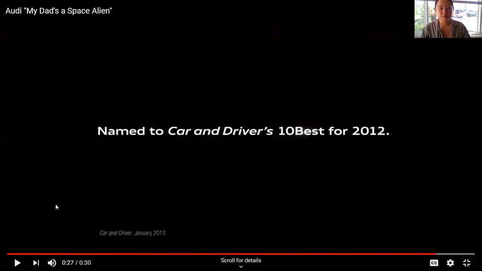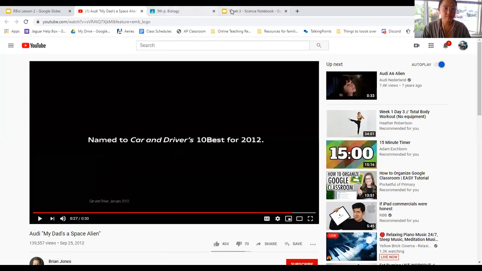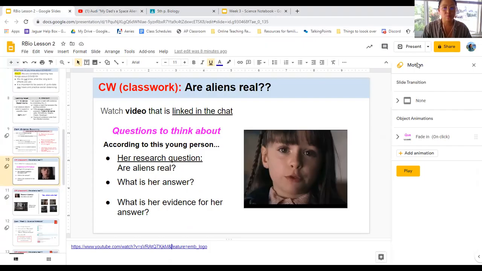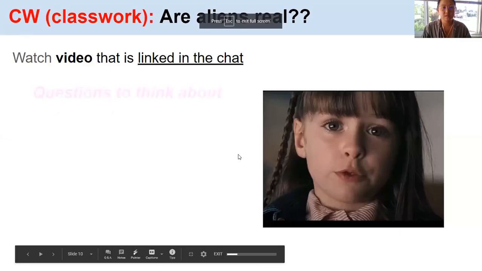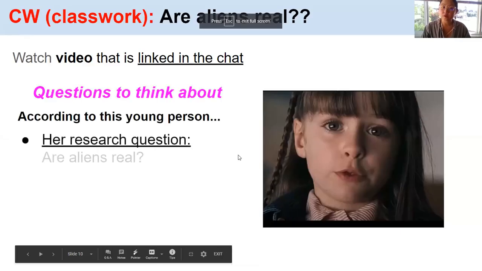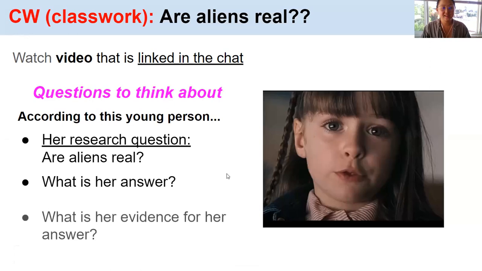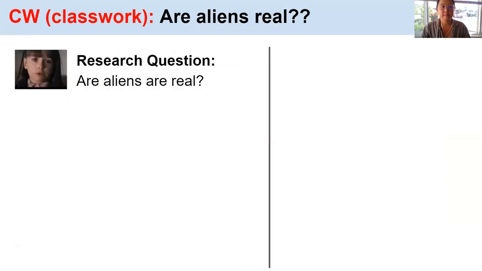All right, so I'll give you a chance to think about it. What was her research? Her research question was, are aliens real? What was her answer? And what is her evidence for her answer? So she named a few things. Now, the research question is, are aliens real? Or more specifically, is her dad an alien?